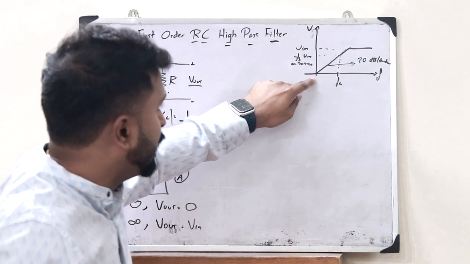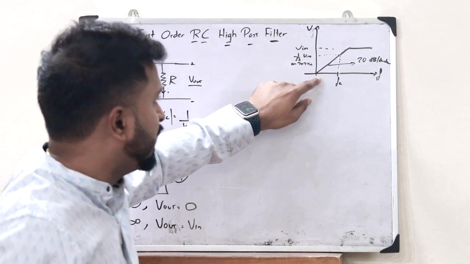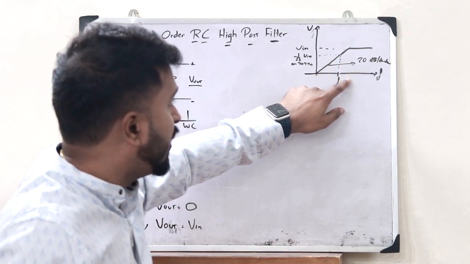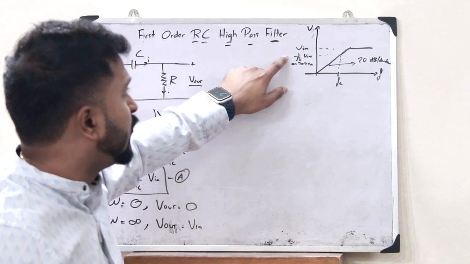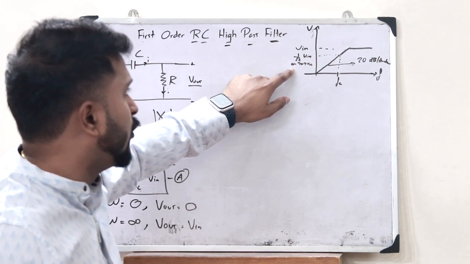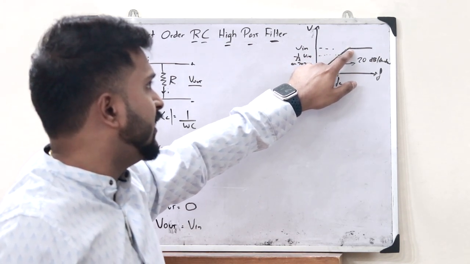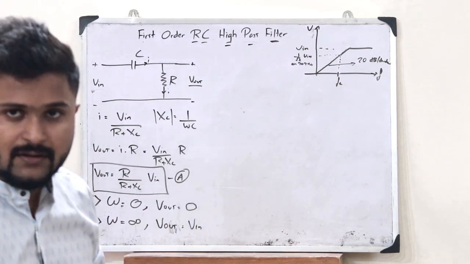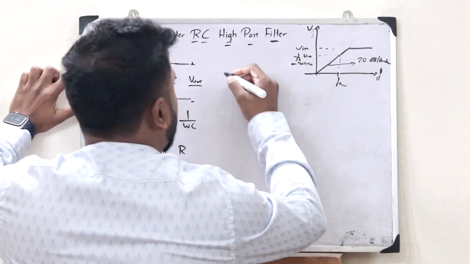That is, at zero frequency value, we have zero voltage that is passed. But as the value of frequency increases, this also slowly increases. And at the cutoff frequency, we get an output which is equal to 1 by root 2 times the input voltage, or 0.70 times the input voltage. And then it slowly, gradually increases to be approximately equal to whatever input we are giving inside. So now let us derive the value of this particular cutoff frequency.